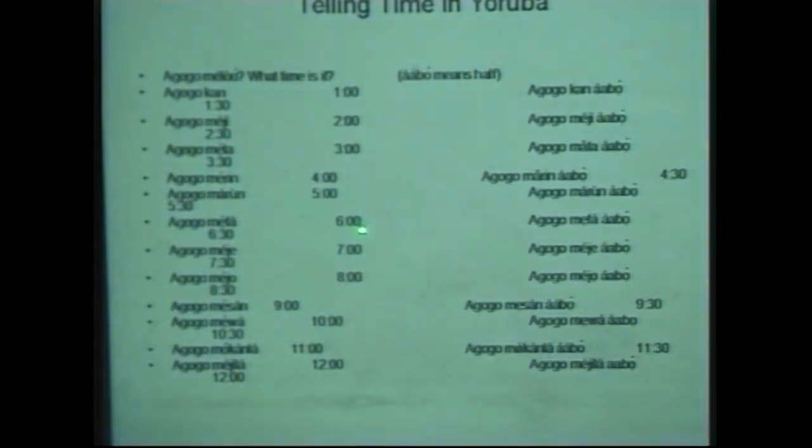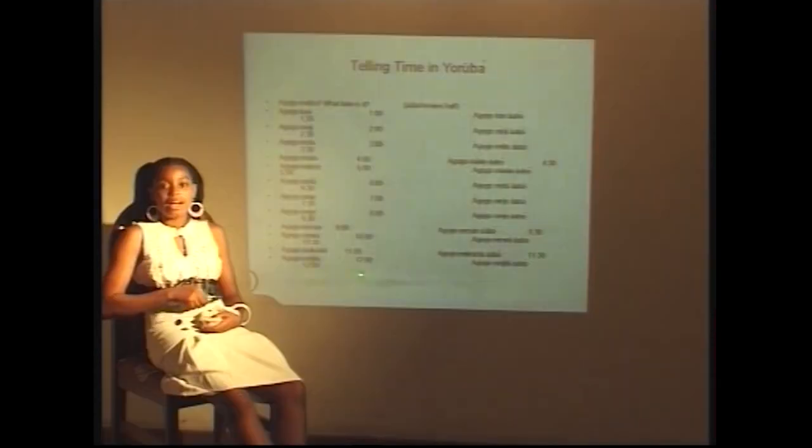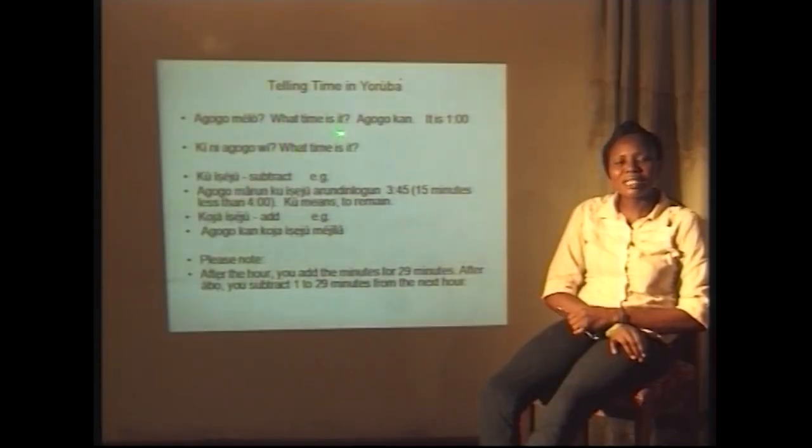Agogo mefa, 6 o'clock. Agogo mefa abo, 6:30. Agogo meje, 7 o'clock. Agogo meje abo, 7:30. Agogo mejo, 8 o'clock. Agogo mejo abo, 8:30. Agogo mesan, 9 o'clock. Agogo mesan abo, 9:30. Agogo mewa, 10 o'clock. Agogo mewa abo, 10:30. Agogo mokanla, 11 o'clock. Agogo mokanla abo, 11:30. Agogo mejila, 12 o'clock. Agogo mejila abo, 12:30.